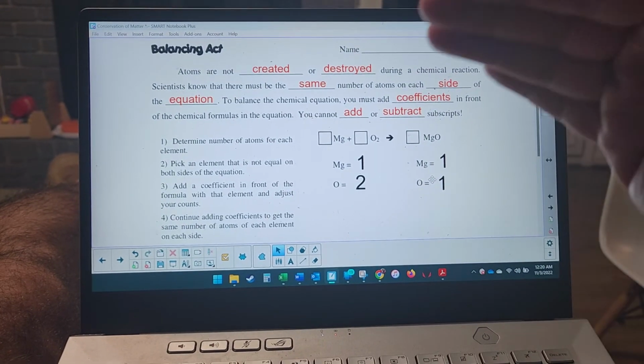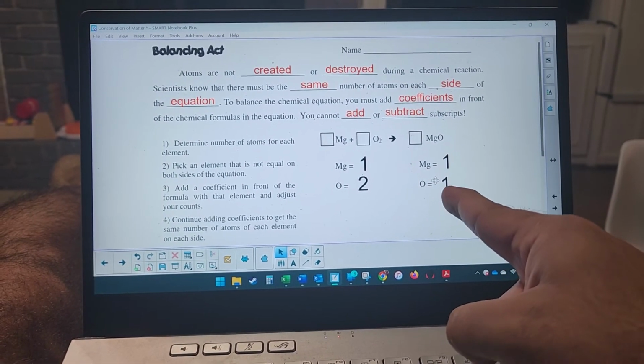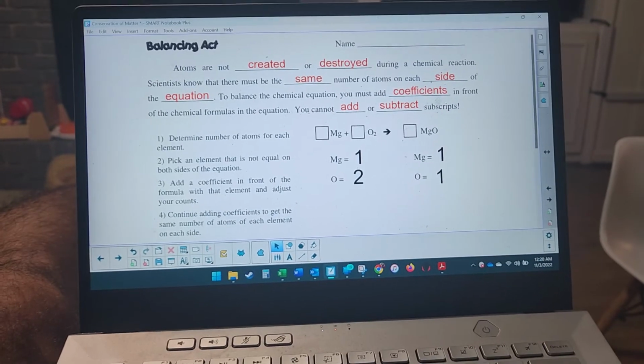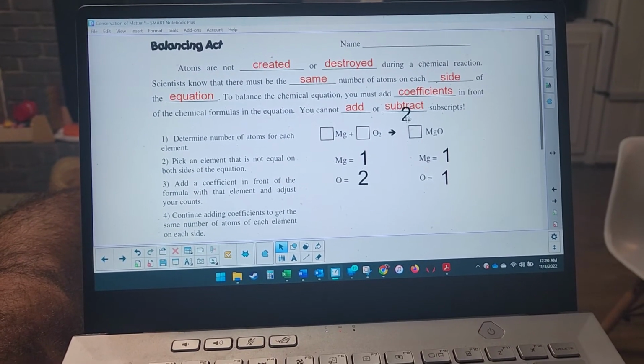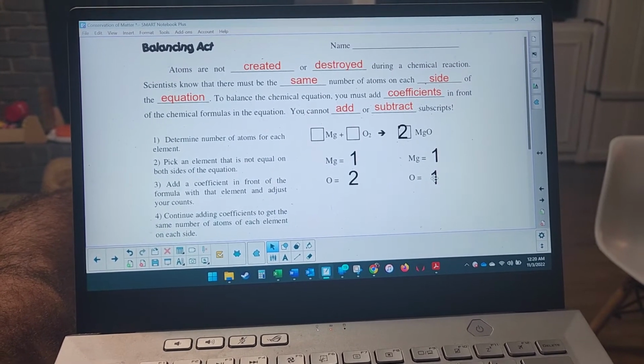We bring the low side up. Which one's my low side? I only have 1 oxygen here, right? So I've got to bring that up. So what do I do? I throw in the number 2 because I need there to be 2 oxygens. So I'm going to put a 2 right here. That 2 is a coefficient.